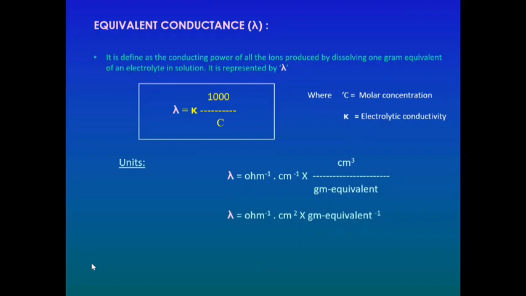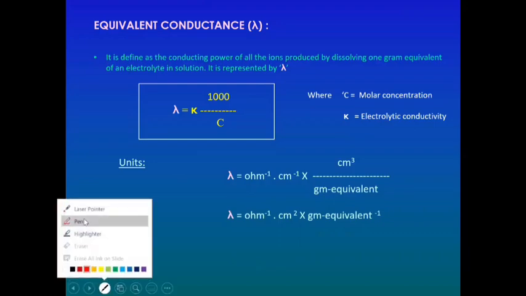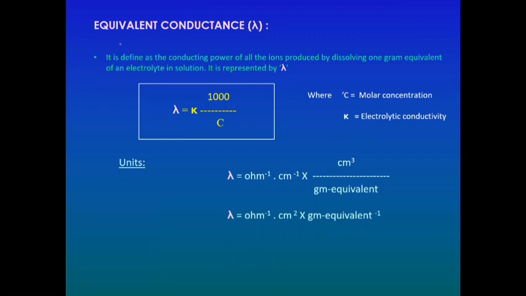Equivalent conductance. The equivalent conductance is indicated with lambda. Then how can you define the equivalent conductance? It is defined as the conducting power of all the ions produced by dissolving 1 gram equivalent weight of an electrolyte in a solution. That conducting power is known as equivalent conductance.